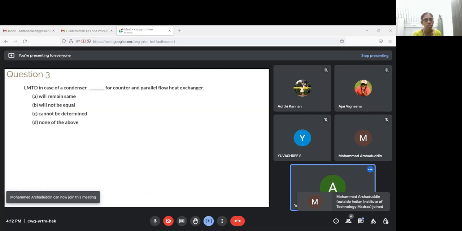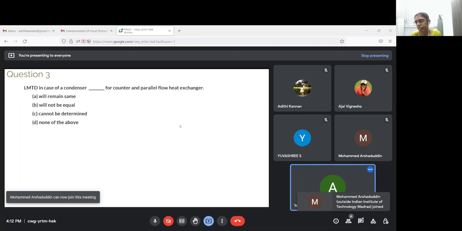Moving on to third question. LMTD in case of condenser is dashed for a counter and a parallel flow heat exchanger. It will remain the same. It will not be equal. It cannot be determined by just saying it is a counter or a parallel flow, and none of the above.